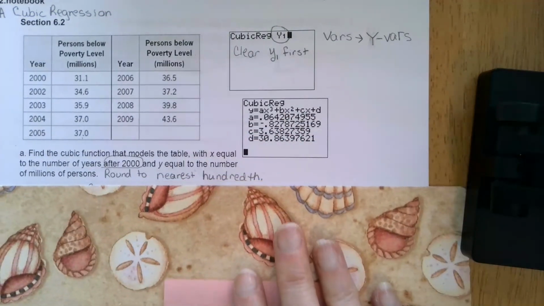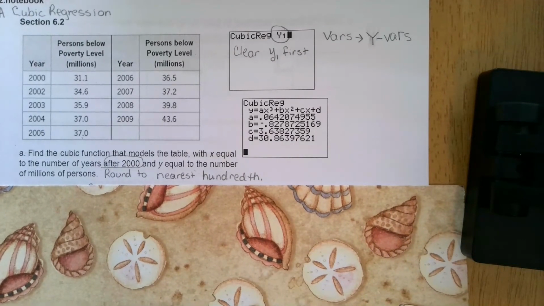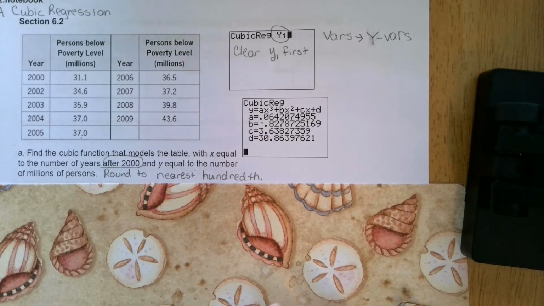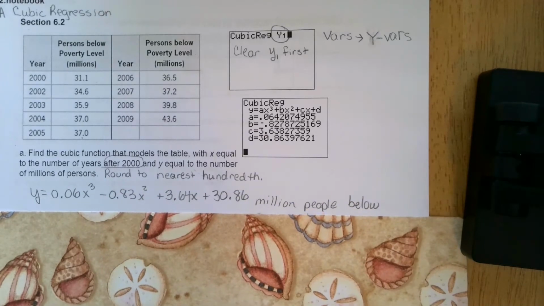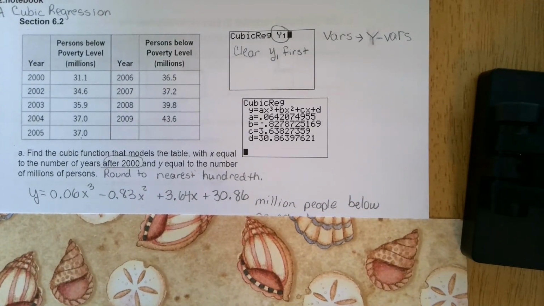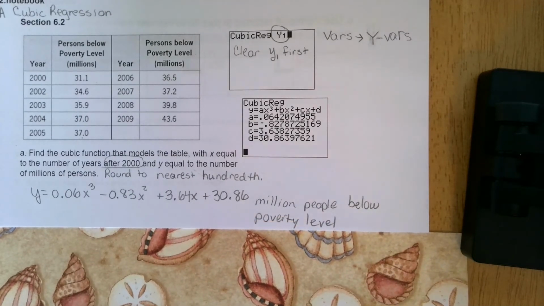Okay, so there's my regression equation. Remember, MyLabs Plus will tell you where to round it to, so be careful about your rounding. Here I've said to round this one to the nearest tenth. So here is my regression equation. Y equals 0.06 x to the third minus 0.83 x squared plus 3.64 x plus 30.86. That represents how many million people are below the poverty level.